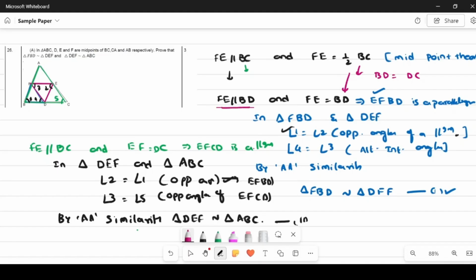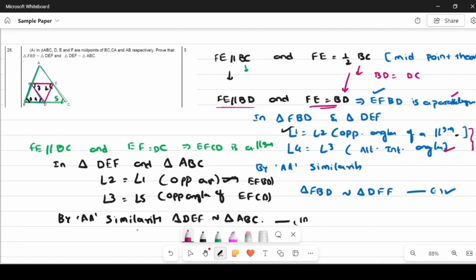Since one pair of opposite sides are parallel as well as equal, this is a parallelogram. Since it is a parallelogram, opposite angles are equal. So we can tell angle 1 is equal to angle 2. And since they are parallel, if we take FD as a transversal, angle 3 and angle 4 will become alternate interior angles. Since we have two angles, by a rule of similarity, we can tell that these two triangles are similar. Similarly, EF is parallel to CD and EF is equal to CD. Therefore, EFCD is also a parallelogram. Opposite angles, angle 3 and angle 5 are equal, and angle 2 and angle 1 are equal. Therefore, by a rule of similarity, these two triangles are also similar.